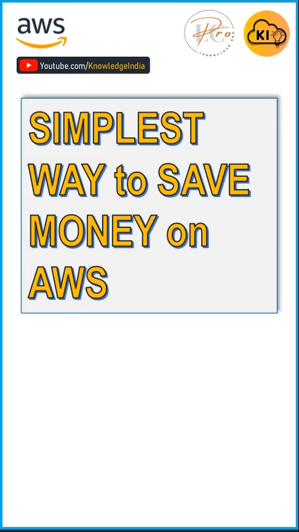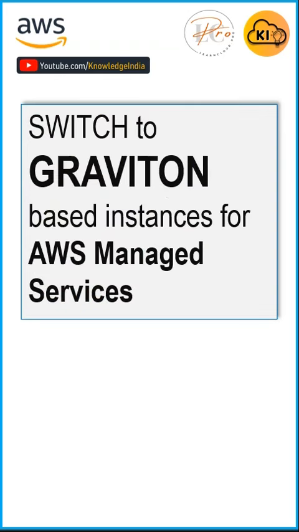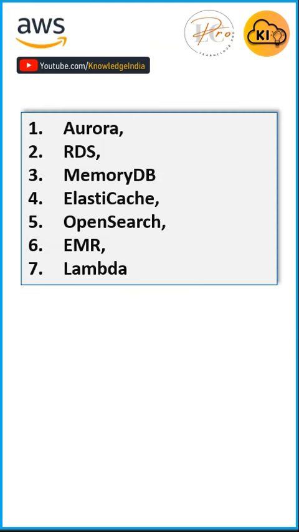What is the simplest way to save money on AWS? Switch to Graviton-based instances for your AWS managed services. What are those services? Like Aurora, RDS, MemoryDB, ElastiCache, OpenSearch, EMR, Lambda. Graviton-based instances are available for all of these services.